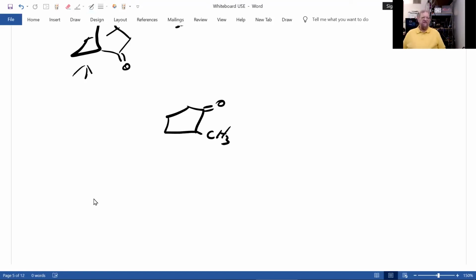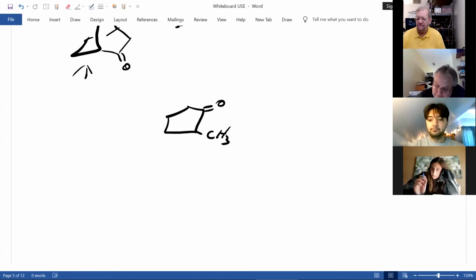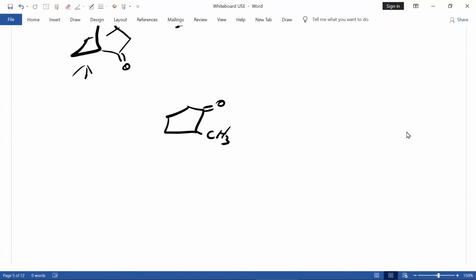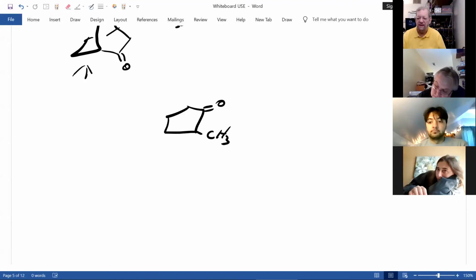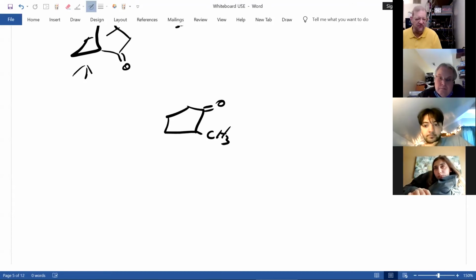And what would be the IUPAC name for the following molecule? All right, everybody just about done? Going once, going twice, let's do it.